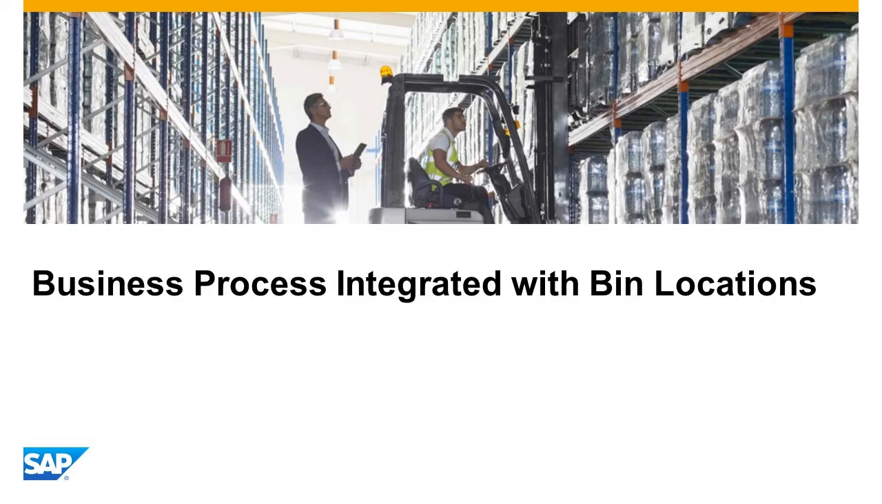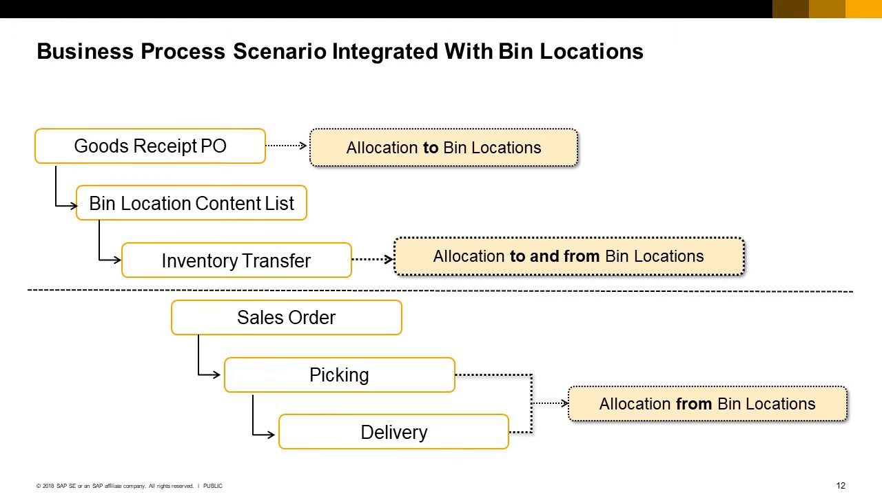Next we will follow a simple business scenario, starting with receiving goods in the warehouse and finishing by selling the goods. In the next slides, we will follow an example of a business process that includes purchasing, transferring, picking, and selling an item in a bin location managed warehouse that can be implemented at OEC Computers.